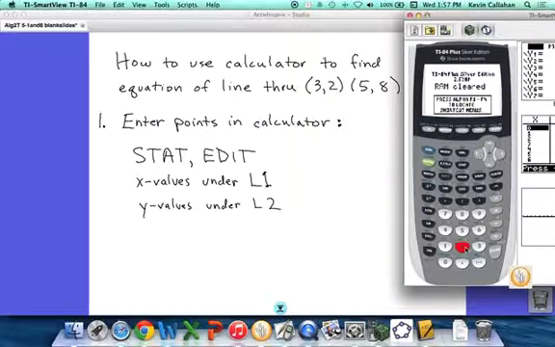It should give you a picture that looks something like that. Okay? What's that? Let's see.